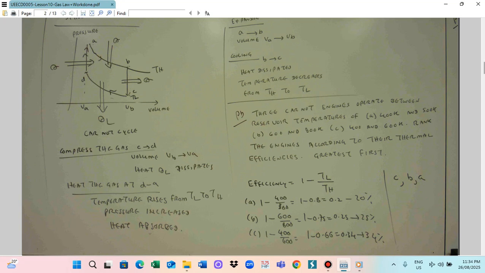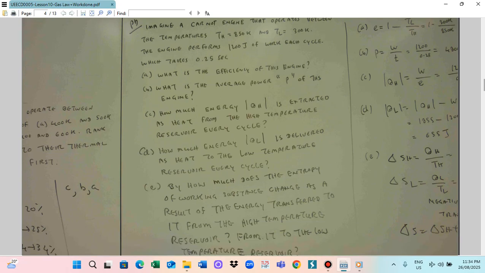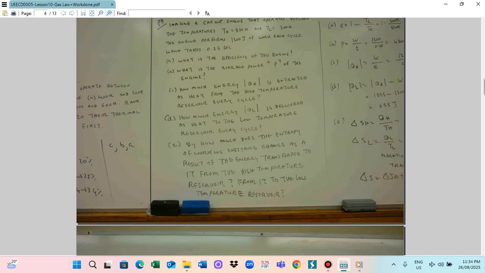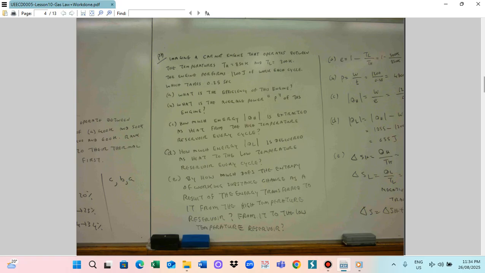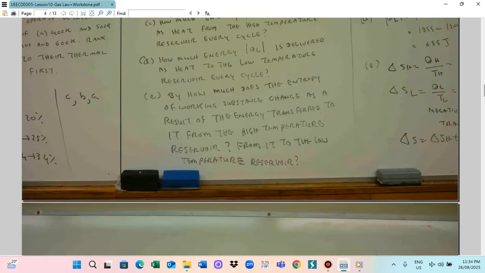In this case, our Carnot engine operates between two temperatures. The high temperature is 850 Kelvin and the low temperature is 300 Kelvin. So we have to calculate the efficiency. The efficiency can be calculated with the formula E equals 1 minus TL by TH.